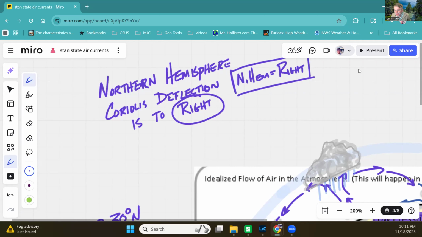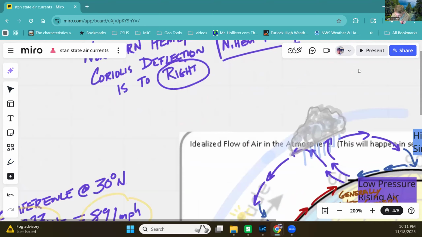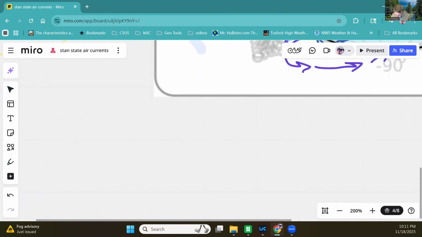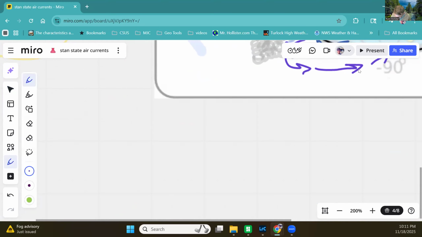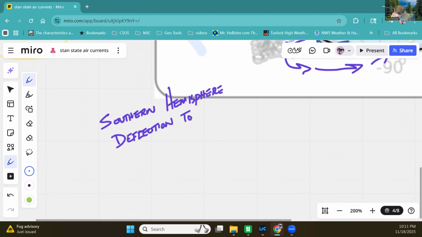And it's flipped in the southern hemisphere. In the southern hemisphere, it's not backwards, it's just opposite. So I'm going to say the southern hemisphere deflection is to the left.